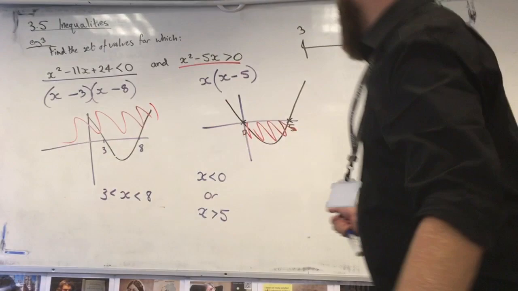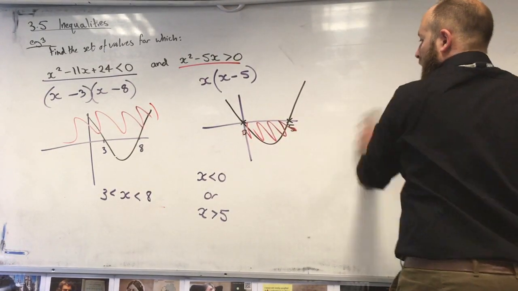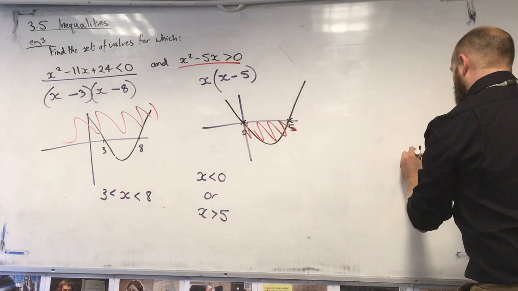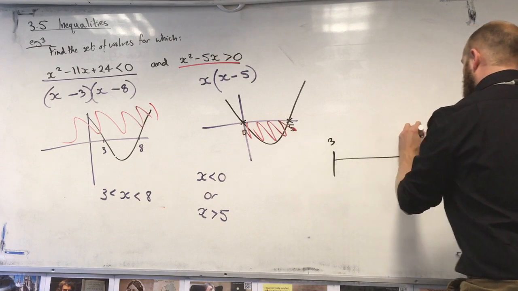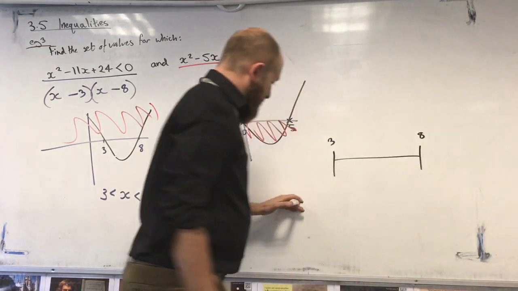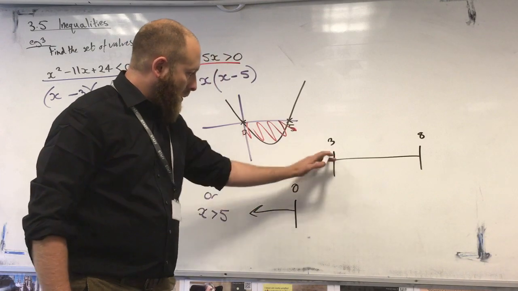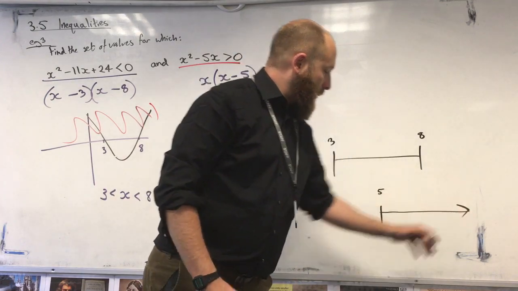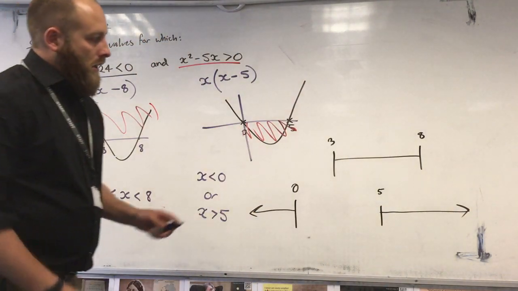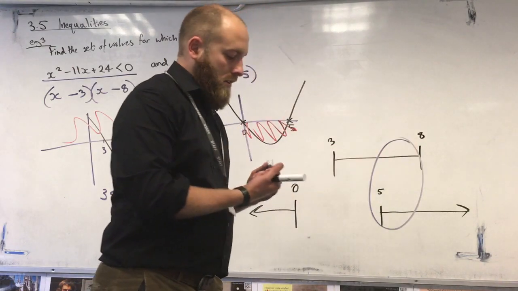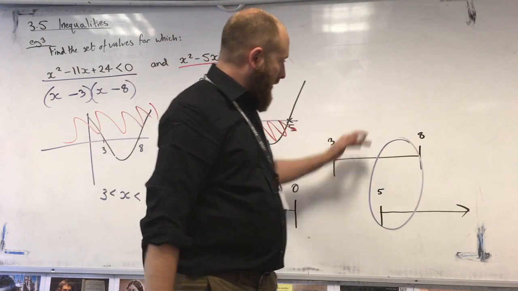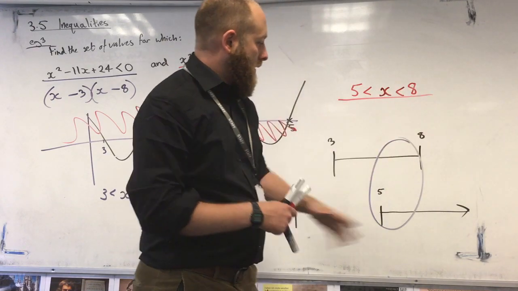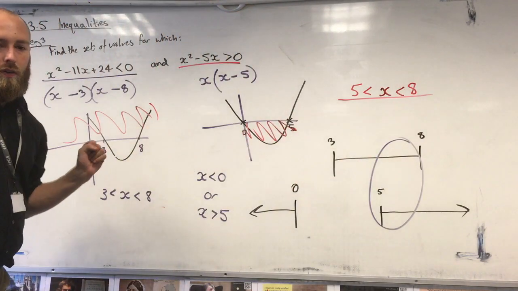Okay, so we're going to try and solve both of those together on a number line. For the first one, between 3 and 8. And for the second one, we've got less than 0, which is going to be over here. So there's no overlap at all. Or greater than 5. So 5 is here. Which bits overlap? The only region that works is this one. So our solution overall is going to be x is greater than 5 but less than 8. And that works for both of our quadratics.